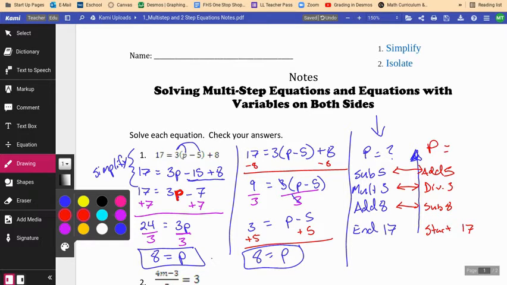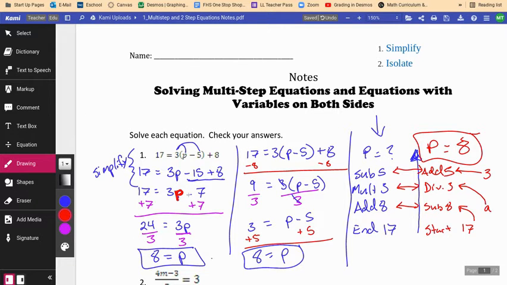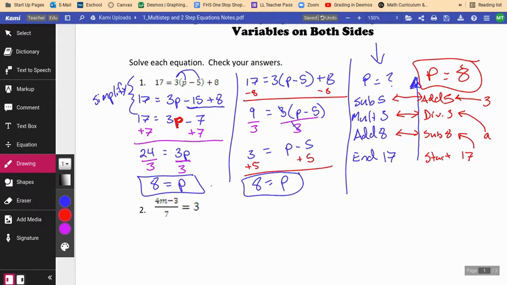So let's do that. If I take 17 and subtract 8, that gives me 9. Then I take that 9 and divide it by 3. That gives me 3. I take that 3 and add 5 to it. That leaves me with the number 8. So, 3 different ways to solve the same problem. Just make sure you can do one of these 3 methods. Use the one that's easiest for you, right?